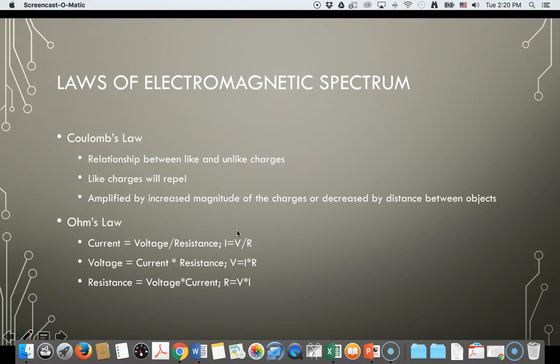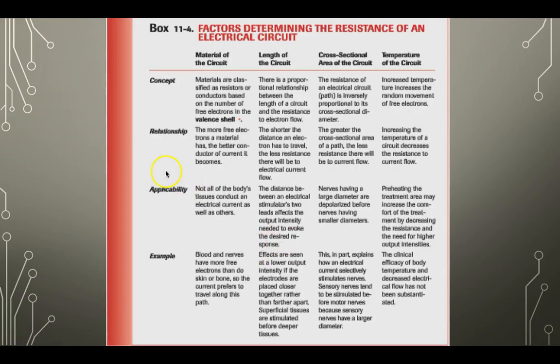So things like the material that makes up the circuit, the material that makes up the wire or the connection, the length of that circuit, the temperature of it, and the cross-sectional area. So here's just from your book. Again, you have those 4 things that would determine a resistance.